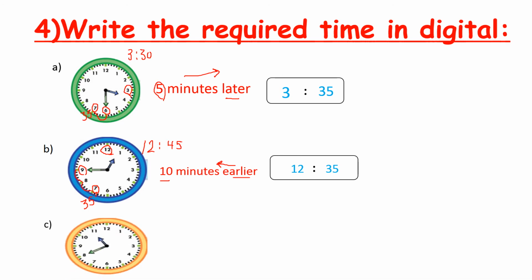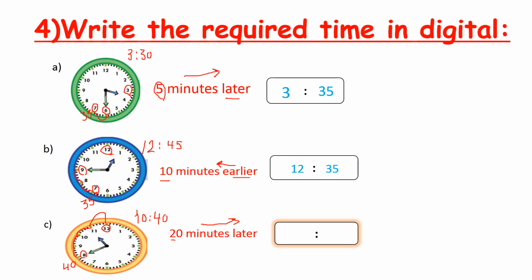Here the time is between 10 and 11, so we're gonna take the smaller, it will be 10. And the long hand at 8. When it's at 8, it's 40 minutes. So it's 10:40. So now he wants 20 minutes later. So we're going forward. So let's count forward the 20. So 5, 10, 15, 20. So it will be at 12. So the time will be 11 o'clock.